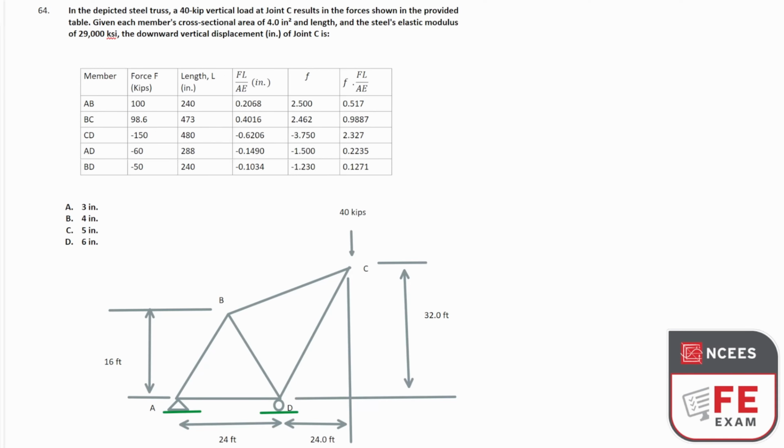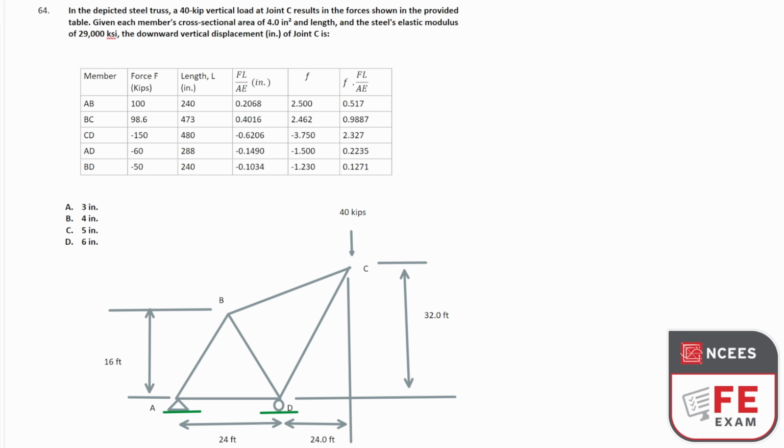Hello everyone. Today we are looking at a real FE exam question from structures in the depicted steel truss. A 40 kip vertical load at joint C results in forces shown in the provided table. Given each member's cross-sectional area of 4 square inch and length and the steel's elastic modulus of 29,000 ksi, the downward vertical displacement in inches of joint C is?